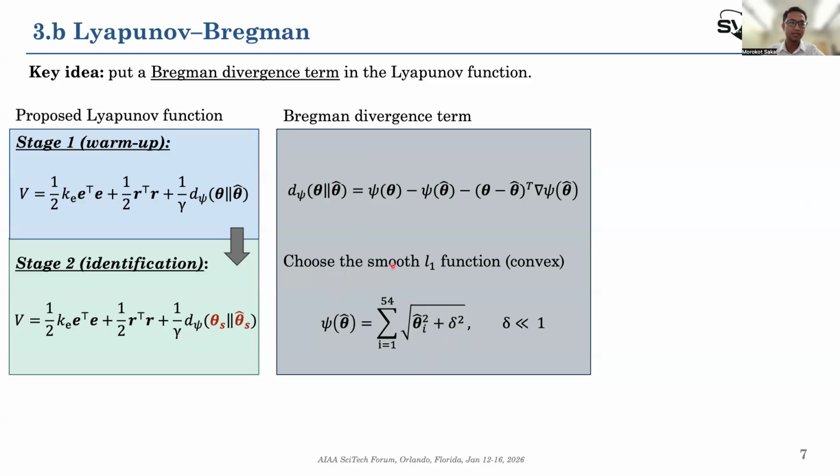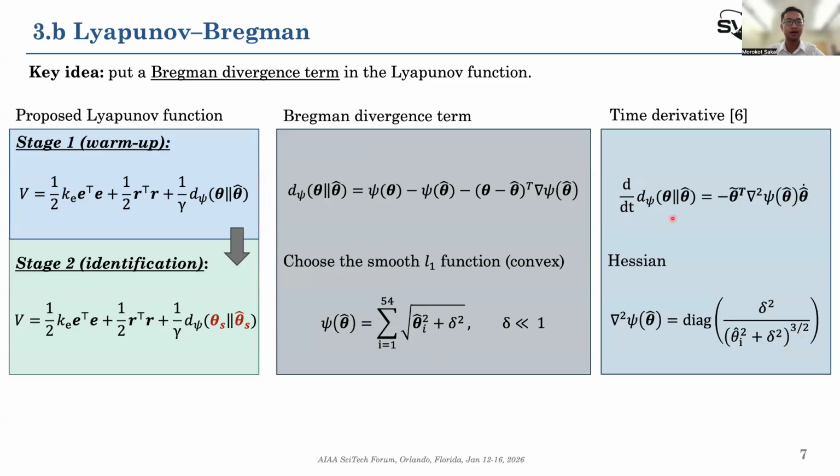So after we propose this L1 function, now we can take the time derivative and plug it back into the Lyapunov function. And you can see that this time derivative actually depends on two terms, which are the Hessian of it, that is defined as the following, and the rate of change of the estimation of the unknown.